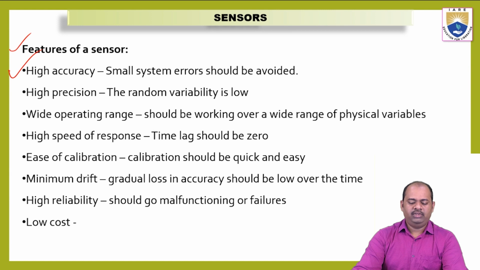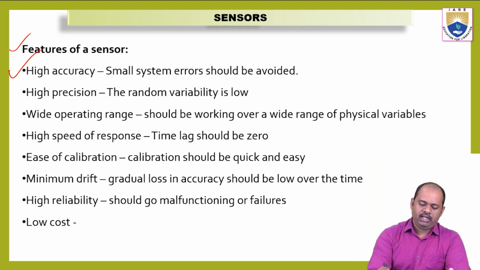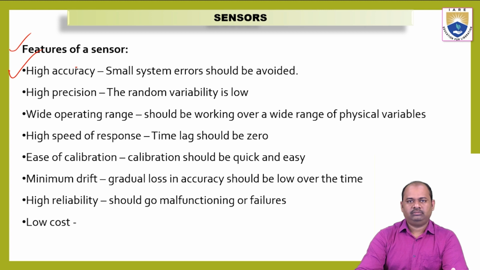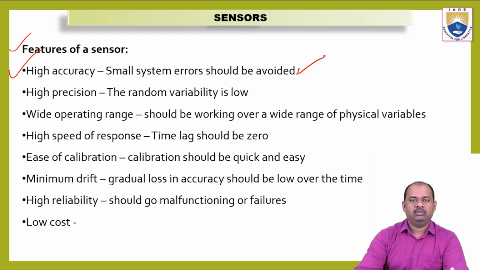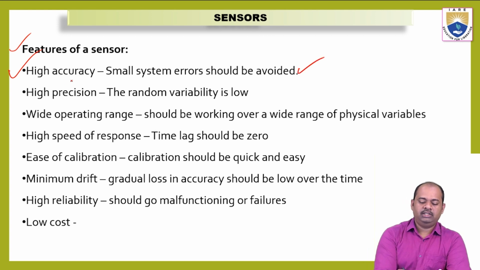Now, if this sensor has any errors which are more than the given value, then the system will fail because the sensors are not working properly. Small system errors should be avoided. For any sensor, high accuracy should be there.